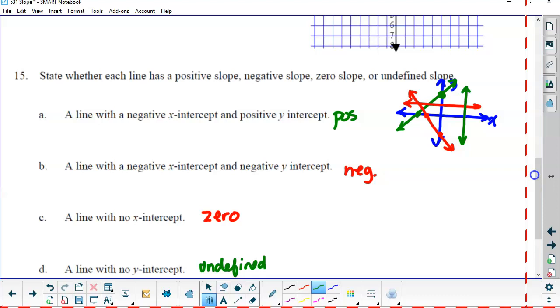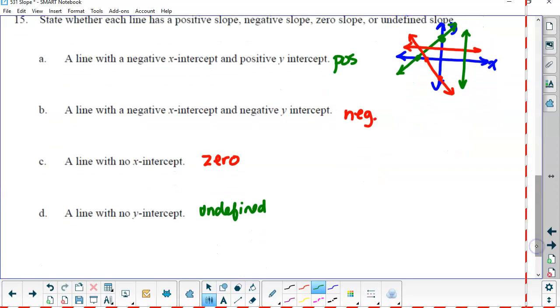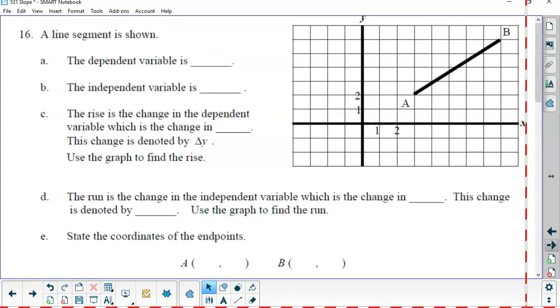Okay, so we want to get to coming up with the formula that we can always use. So on the right-hand side, there's a line segment. Dependent variable is going to be y here. It's always the vertical. And independent is x. So the rise is the change in the dependent variable, which is the change in y. And sometimes it's abbreviated to delta y. That Greek symbol delta means change in. So change in y.